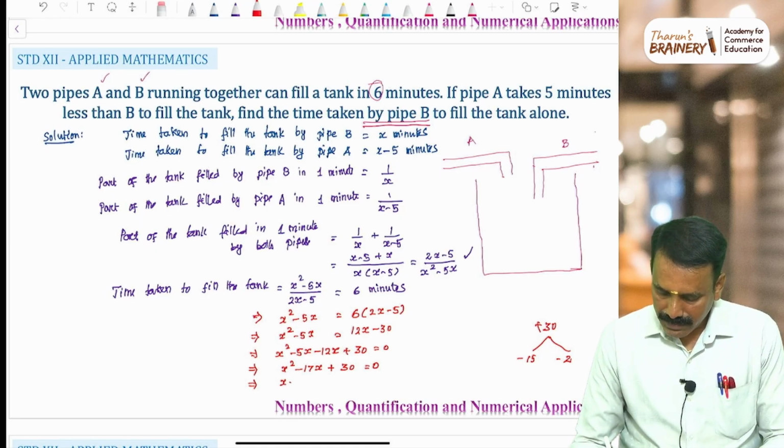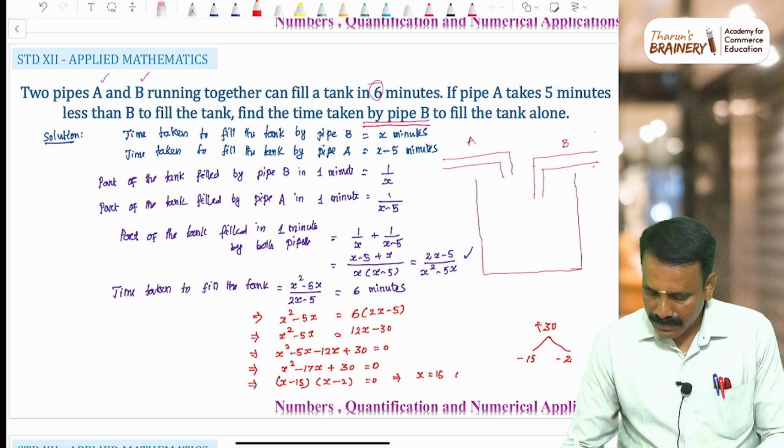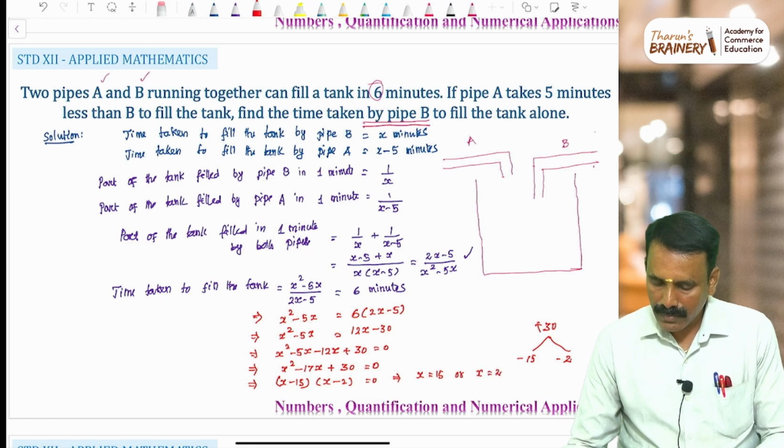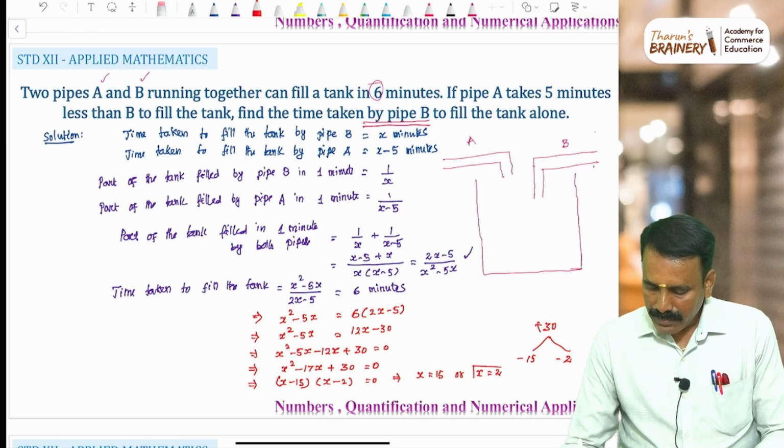So it is (x - 15)(x - 2) = 0, which implies x = 15 or x = 2. And x = 2 is not possible. Why?